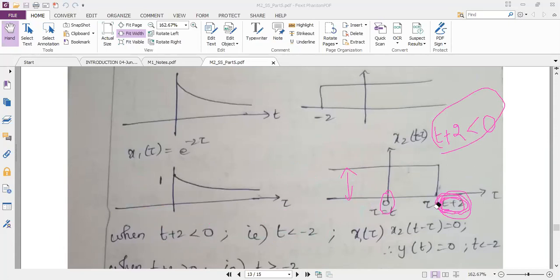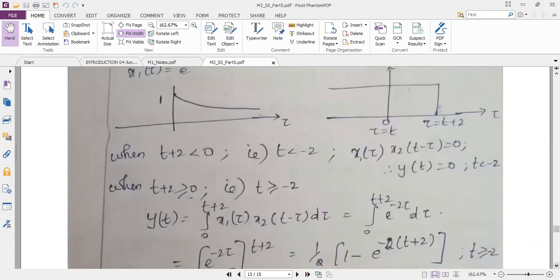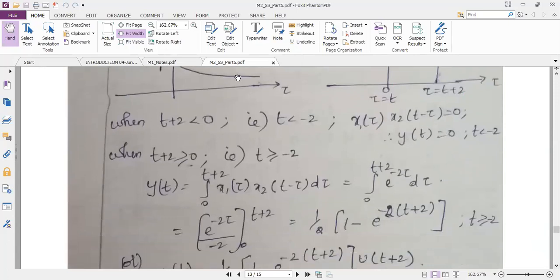And since both the signals are infinite, I will get only one output y of t. So I need not scratch my head about how many outputs there will be. I will have only one output. That output also, I said how to write it.